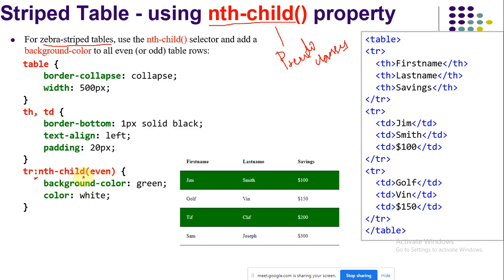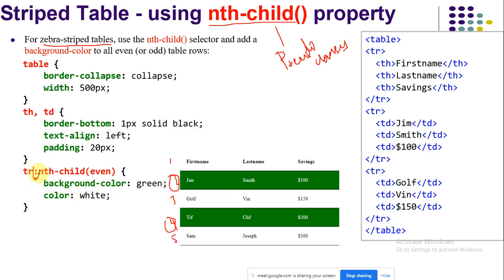For example, if I select even, the green color is applied to all even rows. This is the first row, this is the second row. The second row is an even row, right? So this green background is applied, and white text color is applied. Then this is the third row, which is not an even row, so it will be skipped and it will find the next even row. This is the fourth row. So counting first, second, third, fourth, fifth row, the even rows are the second and the fourth. So the even rows will be selected and the color will be applied.